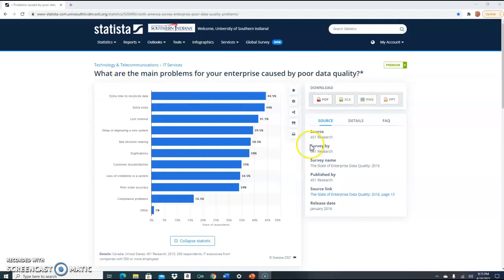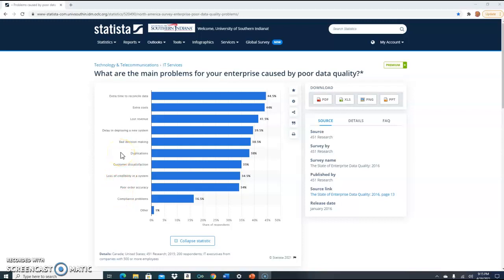The source for this research is 451 Research. It is a global company that sells custom research to other businesses and provides proprietary data and market insights. Two important pieces of this data are that 44.5% of all companies in the US and Canada would have extra time to reconcile data if they have poor data, and that 16.5% of companies in the US and Canada would have compliance problems regarding poor data quality.